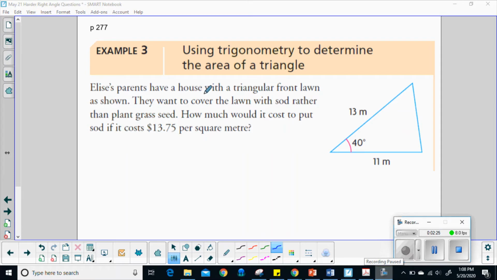Okay, let's look at this one. So Elise's parents have a house with a triangular front lawn as shown. They want to cover the lawn with sod rather than plant grass seed. How much would it cost to put sod? If it costs, well, this is going to be important, $13.75 per square meter.